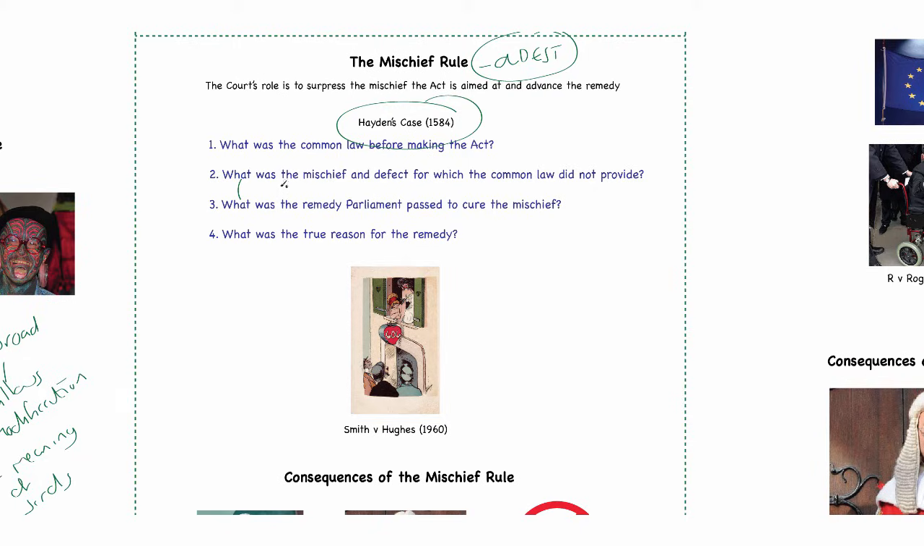So the first thing is the judge will look at what was the common law before making the Act. The second thing they'll look at is what was the mischief and the defect for which the common law did not provide, i.e., why did Parliament think it necessary to write statute? What was the remedy, what was the statute that Parliament passed to cure the mischief? And what was the true reason for that remedy?